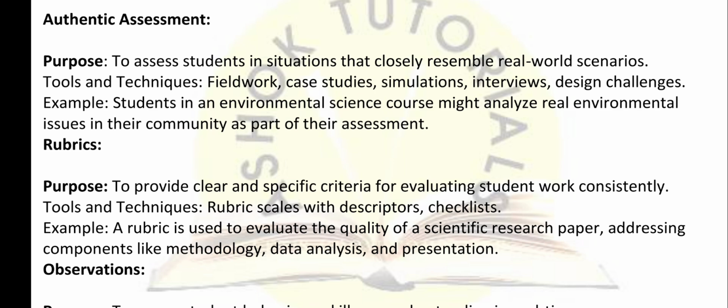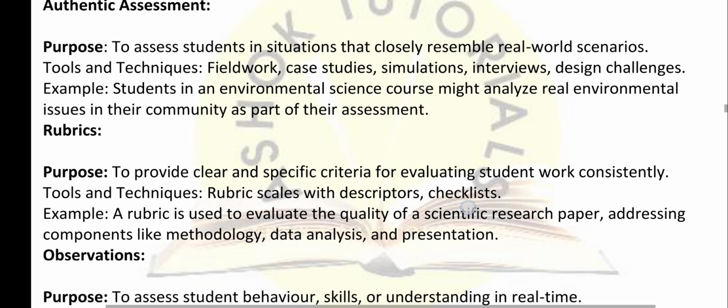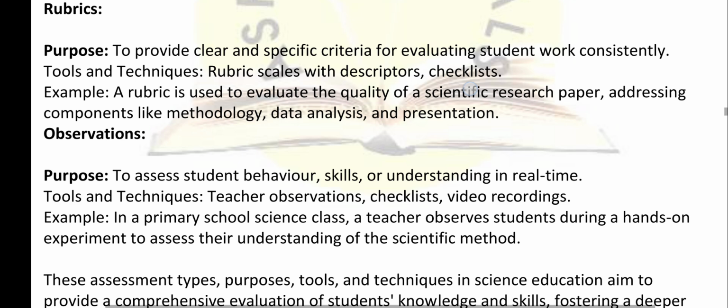All right, rubrics. I've already told you that rubrics is important. Whenever you hear the word rubrics, always remember one word. What was that? Grading system, right? Grading, grade. The purpose is to provide clear and specific criteria for evaluating student work consistently. Tools and techniques: rubric scales with descriptors, checklists. Example: a rubric is used to evaluate the quality of a scientific research paper, addressing components like methodology, data analysis, and presentation.